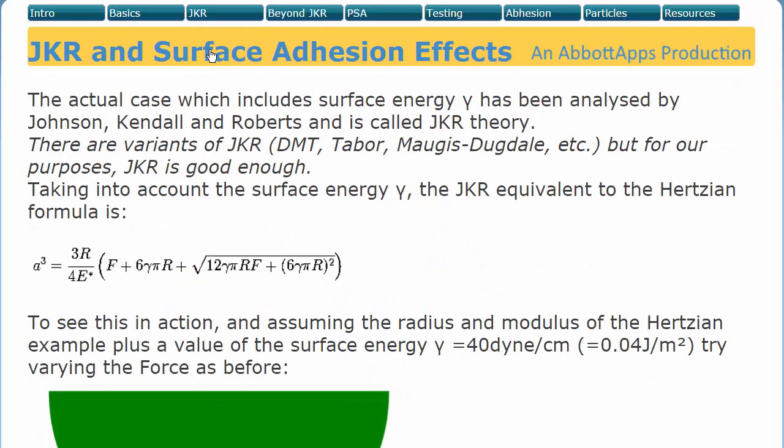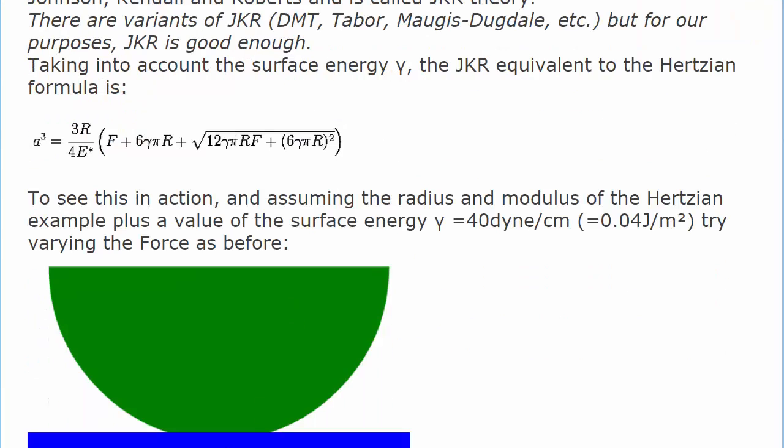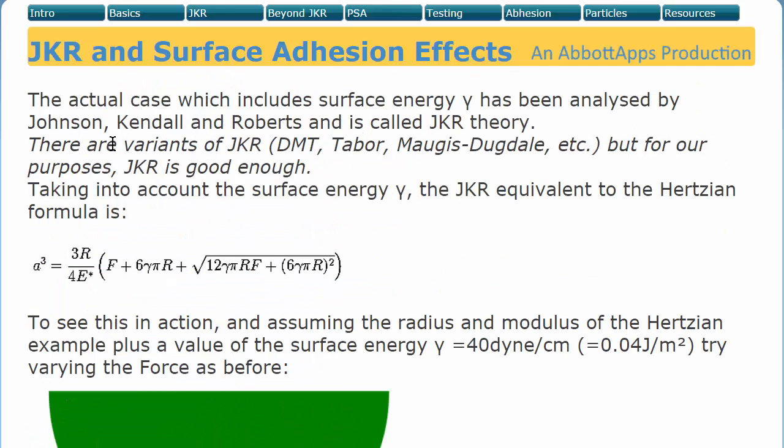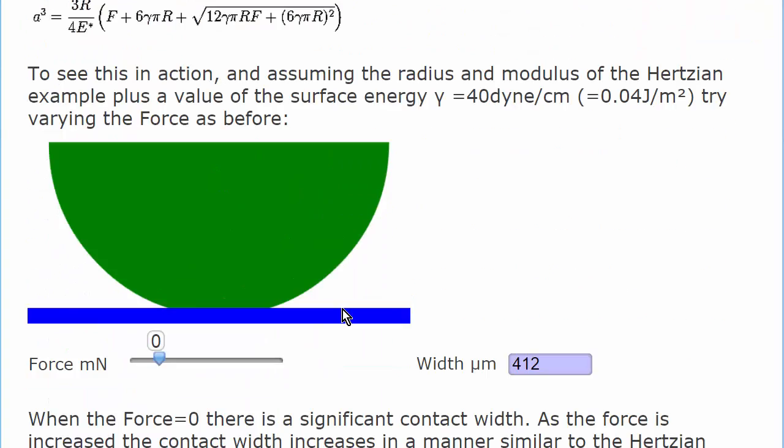If you do that with a real surface, then when you have 0 force, you actually have a contact width, in this particular example, 412 microns. And that width A is calculated by this formula, which is the famous JKR formula, named after Johnson, Kendall and Roberts. Who cares? Well, this formula depends on the surface energy, and as you change the force and measure the width, you can fit this formula and extract from it the surface energy. So this is a great way to measure the surface energy of any material.